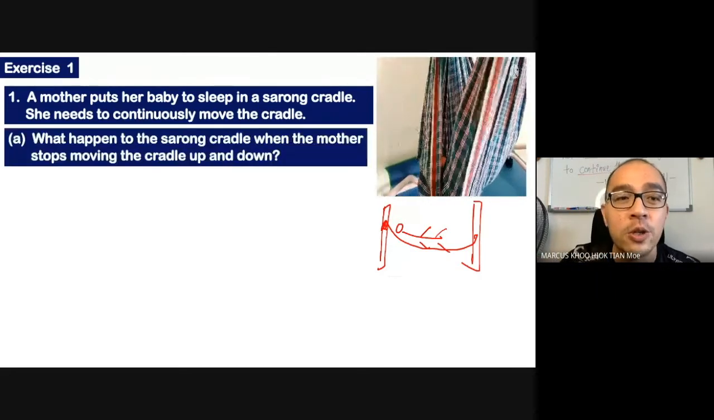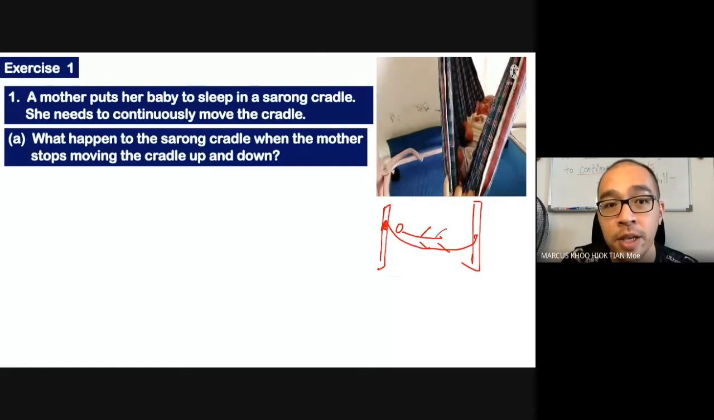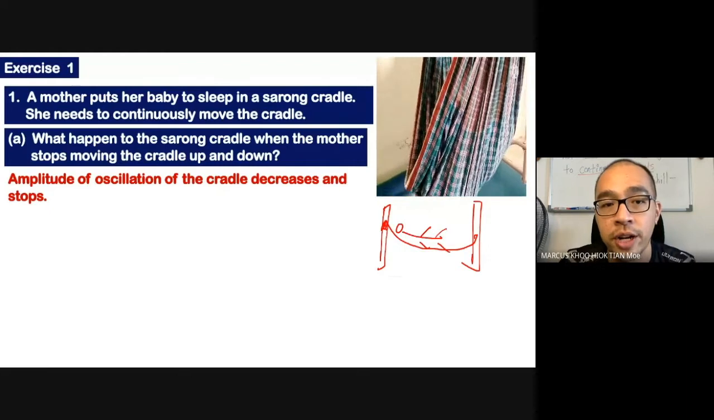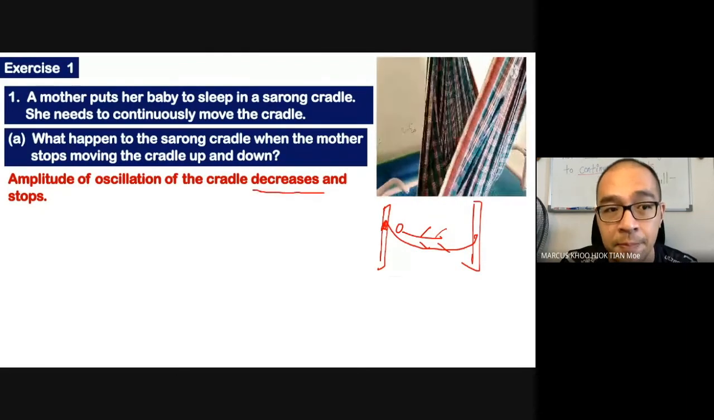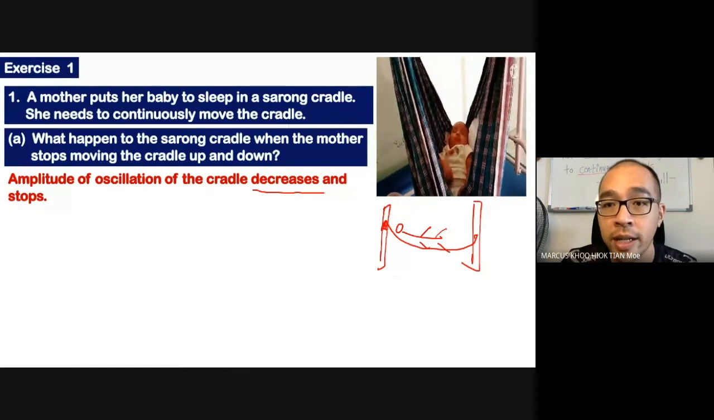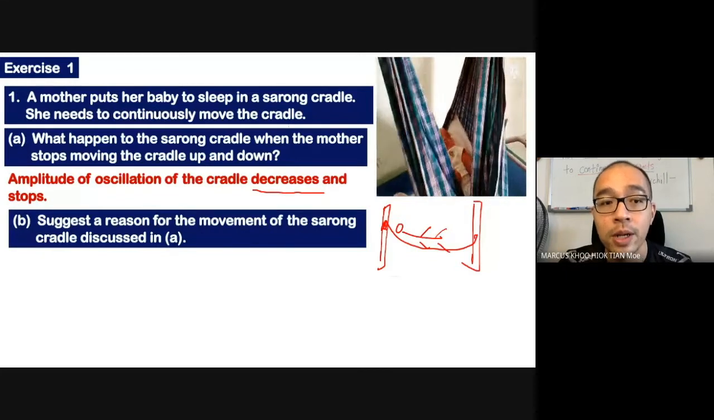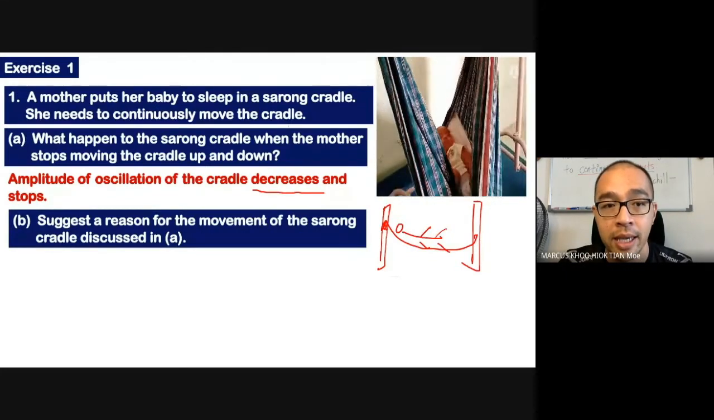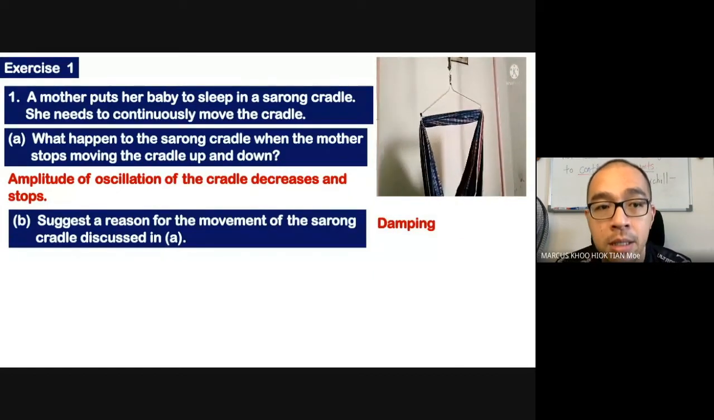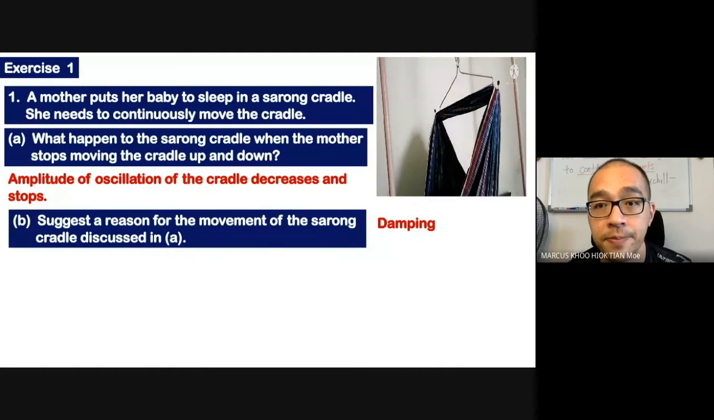So what happens to the sarong cradle when the mother stops moving the cradle up and down? Obviously damping is going to happen. The amplitude of oscillation of the cradle decreases, and it will finally stop. So we need to suggest a reason for the movement of the sarong cradle discussed in A, and the reason is because of damping. Damping causes the reduction of the amplitude of oscillation.